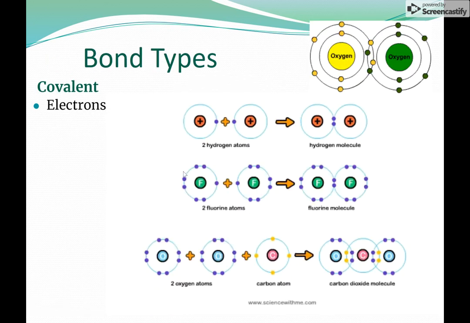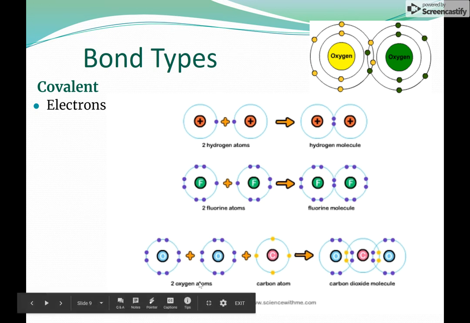The other form of bonds is covalent bonds. And this is where the electrons get shared between the two elements. If you look at all of my examples here, when the elements come together, they're going to share those electrons and they're going to be found between the two nuclei. So you can see that with the two hydrogens, they're sharing their two electrons right here. The fluorine, they're sharing them right here. Oxygen and carbon, you can see all of those electrons get shared just between the two nuclei.